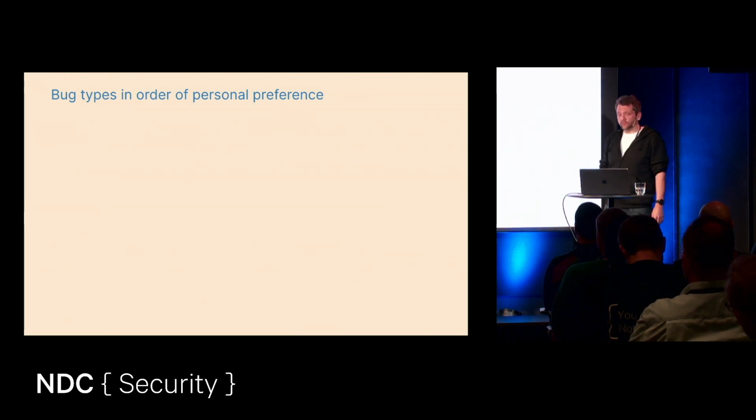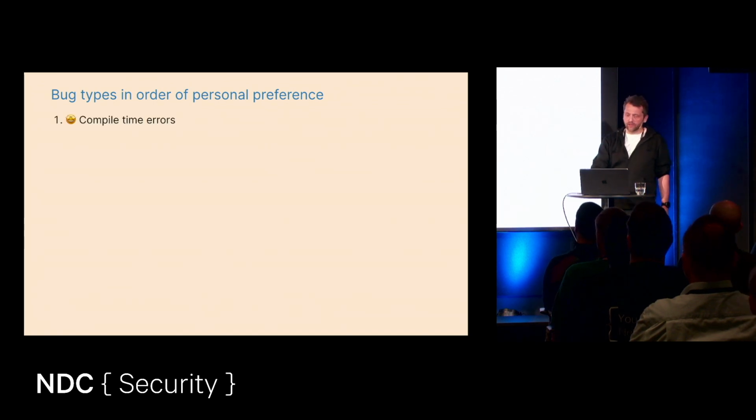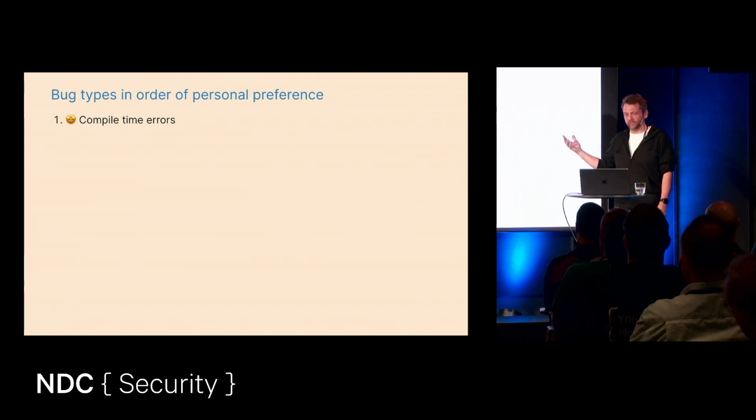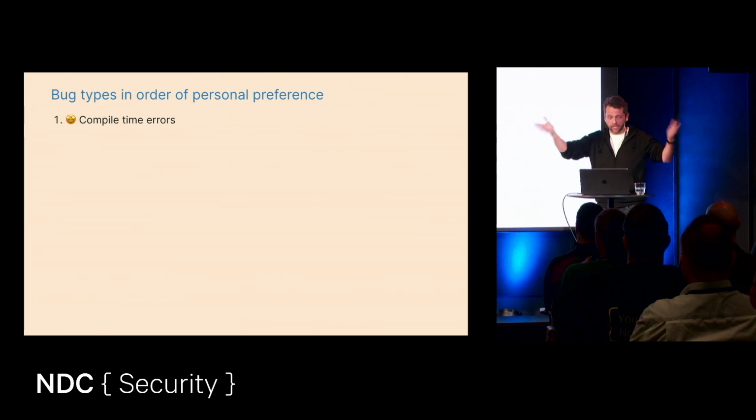I'm going to show you bug types in order of personal preference. Some of you might not agree with this, but I really like compile time errors. Those are the best because I get them in my face immediately. So I know there's something to fix, right? They say, hey, you did something wrong. You're stupid. Fix it. Okay, cool.